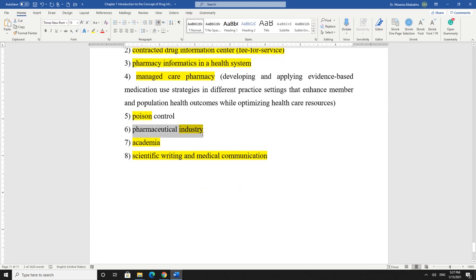In the pharmaceutical industry, let me talk about this one. Someone will ask me, okay, if I work in Julphar, what will I benefit from the drug information? I tell him you'll benefit a lot. He asks me how? I tell him, for example, I'll give you just a scenario.